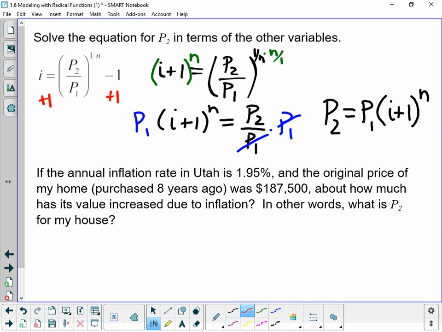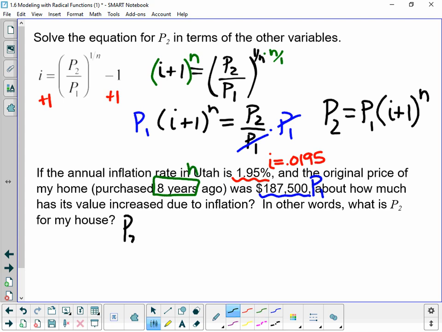So let's do that with this other house here. The annual inflation rate is 1.95%. That's our I value, but we're going to put it into decimal form. And the original price of the home, P1, was $187,500. We're wondering how much the value has increased due to inflation. We want to know the new value of the home. 8 years would be our N value in this case.